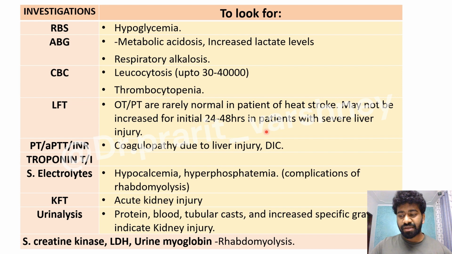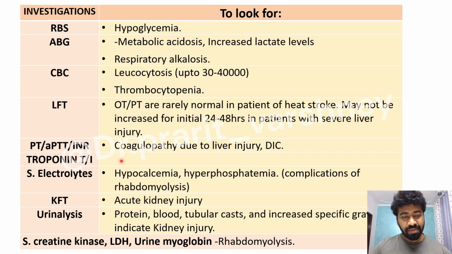Let's suppose a patient came to you after taking thorough history, physical examination, and ABG and RBS. You made a differential diagnosis of heat stroke. Now you receive a report that LFTs are deranged. That goes in favor of heat stroke. Coagulation profile may be deranged because of the coagulopathy due to liver injury and DIC.